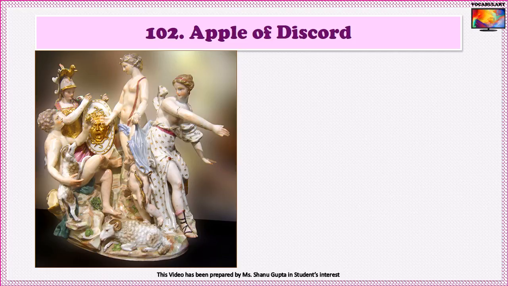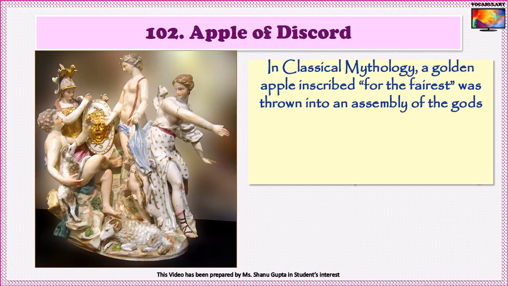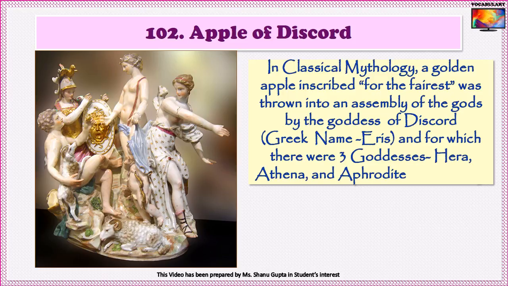Apple of discord. The word discord in English means disagreement between people. Now, how can an apple cause discord between people? So there is a very interesting story behind it. In classical mythology, a golden apple inscribed "For the fairest" was thrown into an assembly of the gods by the goddess of discord, who was known as Iris by the Greeks. This was because she was not invited in that assembly, and so she wanted to spoil the proceedings.